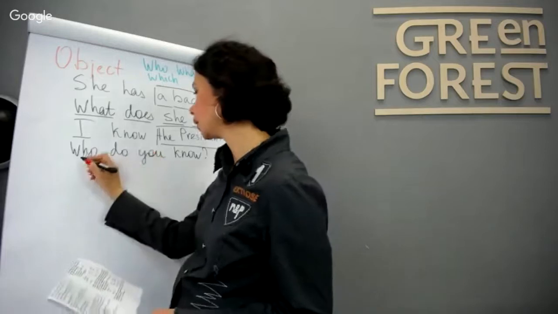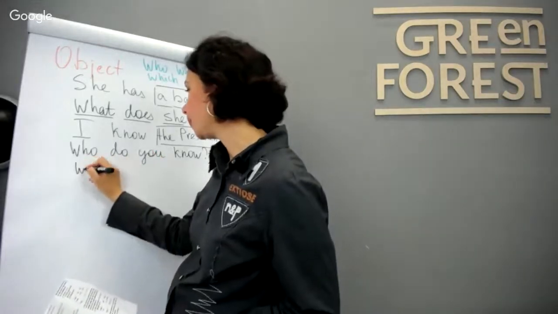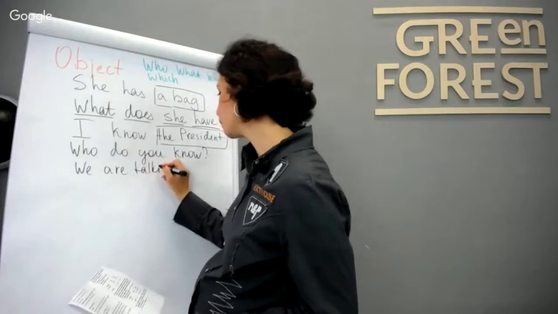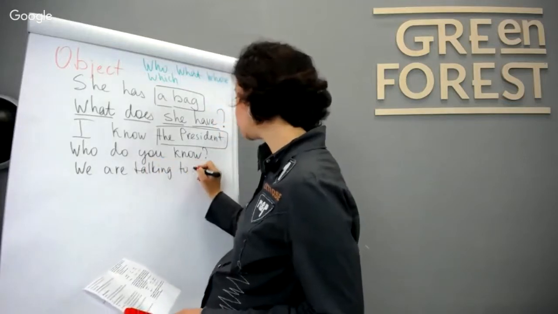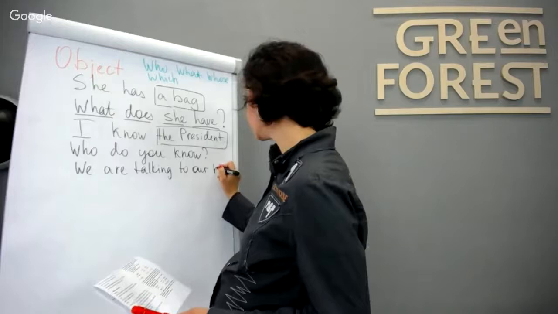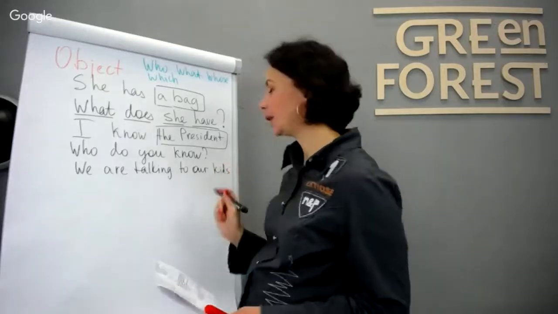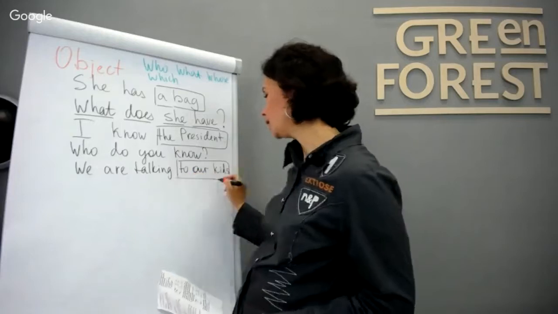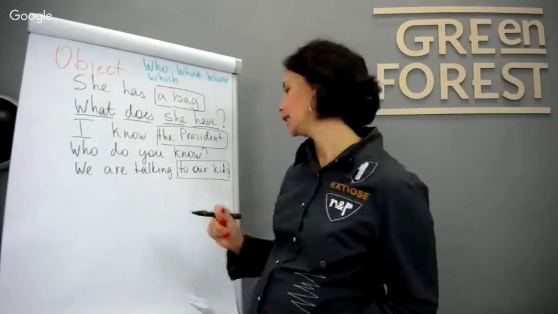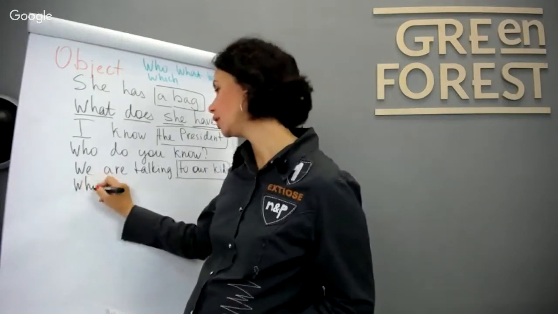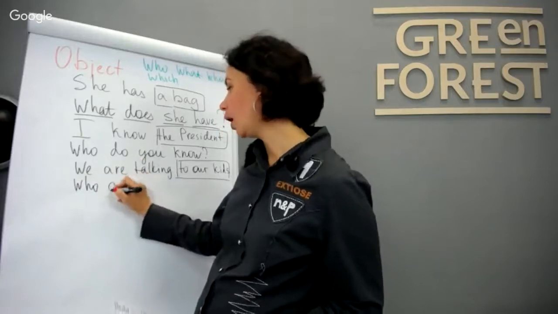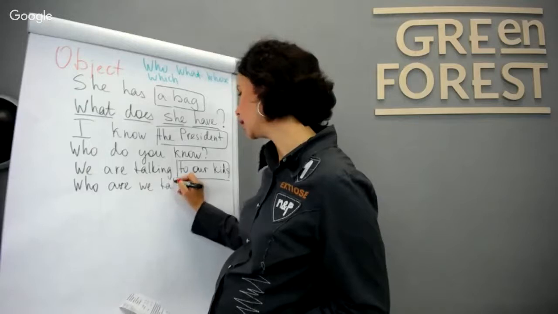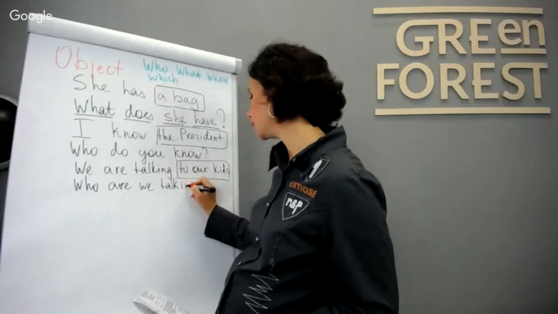Let's make one more. We are talking to our children, to our kids. It's shorter. We are talking to our kids. To our kids is the object of our sentence. So the question is, who are we talking to?